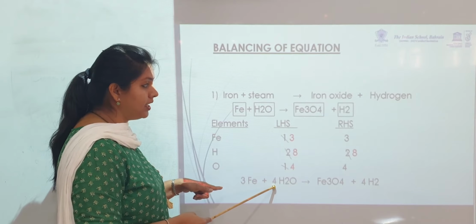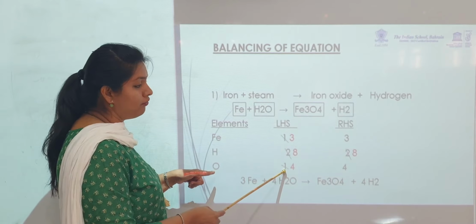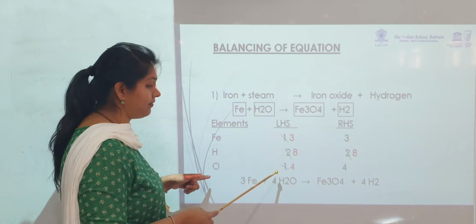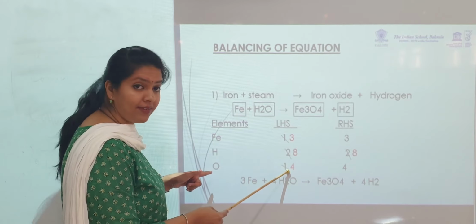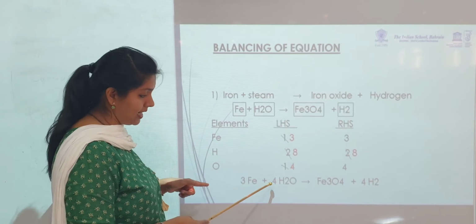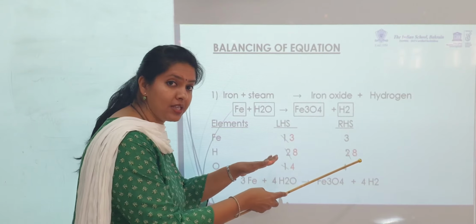I write a 4 here, so that means on my left hand side also it has become 4. Right hand side is already 4. My left hand side also becomes 4. That is indicated by I cancelled off 1 and made it 4. I write a 4 here. So my oxygen is balanced on the left hand side as well as right hand side.